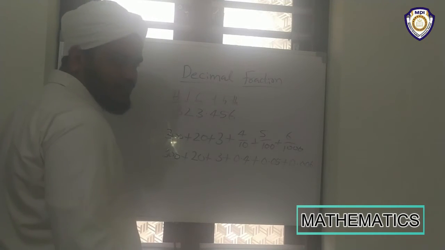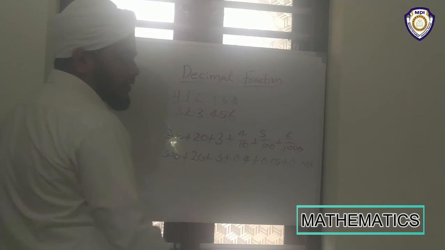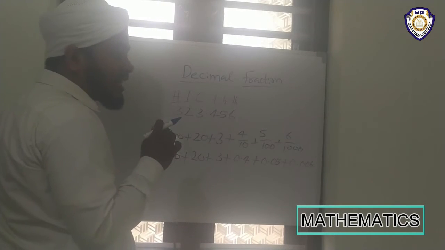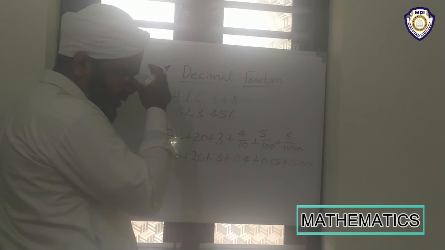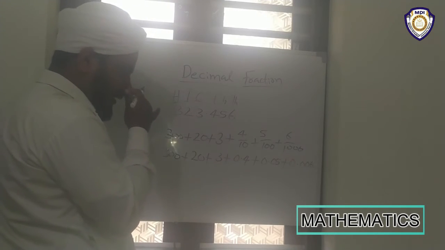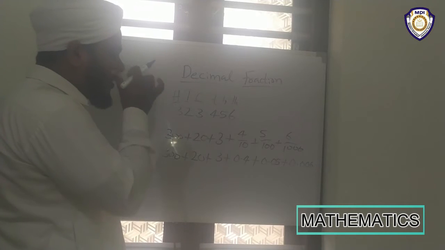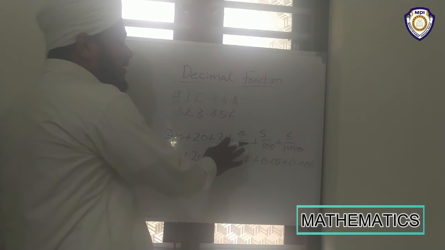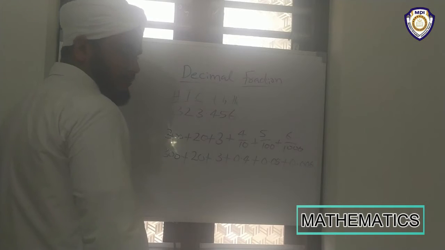Here 4. It is at the place of tenths. We have studied how to convert a fraction into a decimal and a decimal into a fraction. Here 4 by 10. Then we just look at the zeros of the denominator.